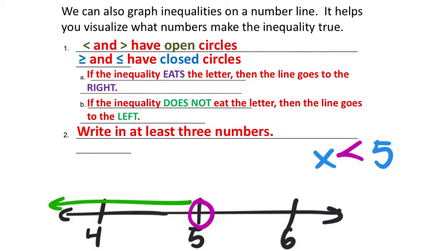But if by chance this inequality was eating the other direction, so if it were to eat the x, then the line would go to the right. Another thing to keep in mind is that it is possible to see these written this way. You're still comparing x with 5, but see how that inequality is eating the 5? So these two inequalities are exactly the same. They're just shown a little differently.